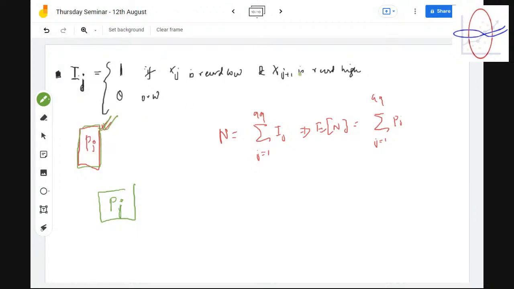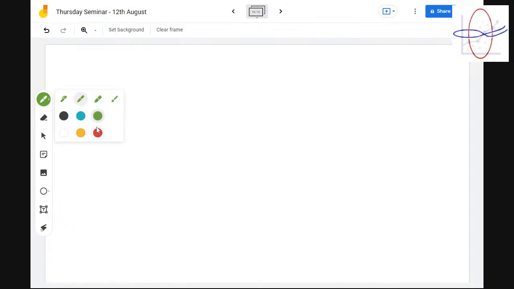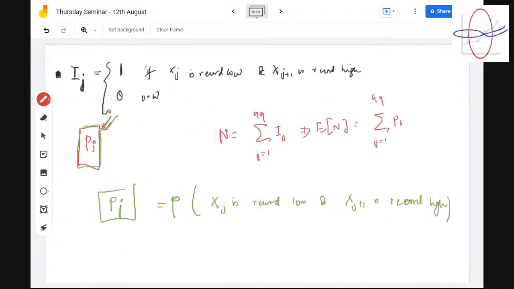So I_j is 1 if x_j is record low and x_(j+1) is record high. So we need to find P_j, the probability that x_j is record low and x_(j+1) is record high. Let's write down the mathematics of this. j is from 1 to 99 actually. If it had been j minus 1 and j, it would be from 2 to 100. Since I've taken j plus 1, I've taken 1 to 99.